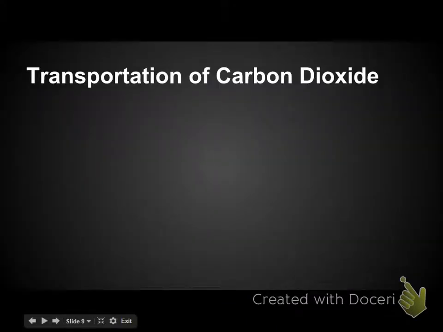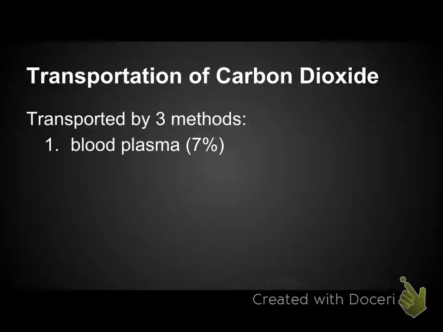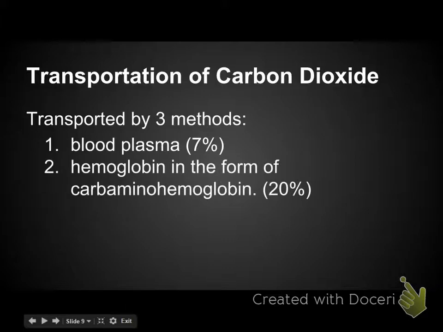Now, the transportation of carbon dioxide does work on pressure gradients, but it actually gets transported by 3 different mechanisms. The first mechanism is just blood plasma. It goes into the capillaries and gets absorbed into the blood plasma itself. About 7% of that just gets transported and then moved back into the lungs. The other 20% goes with hemoglobin. It has an affinity for CO2 as well, gets captured by the hemoglobin, and moves back to the lungs.